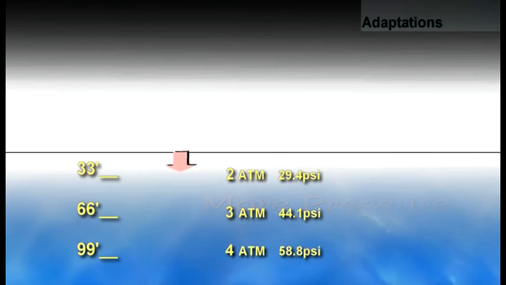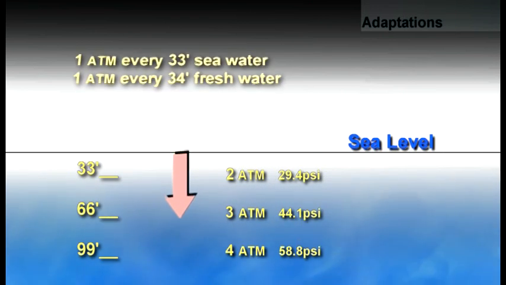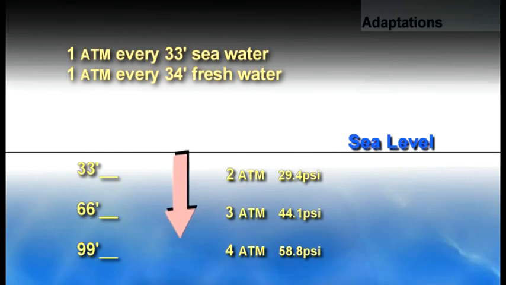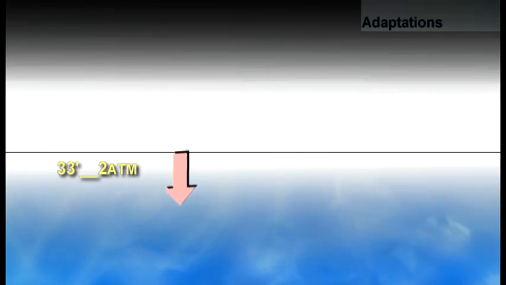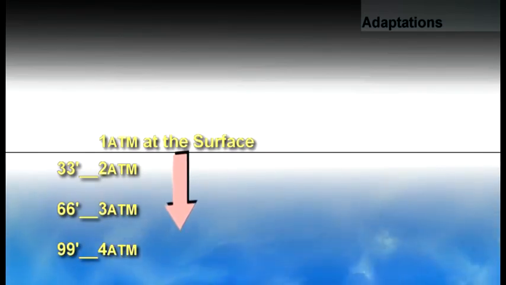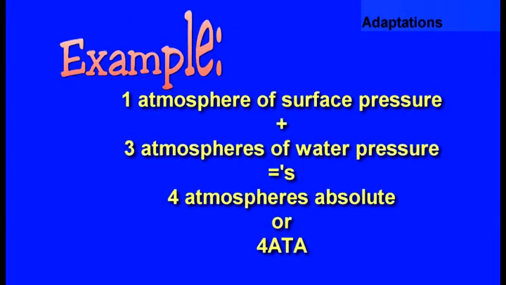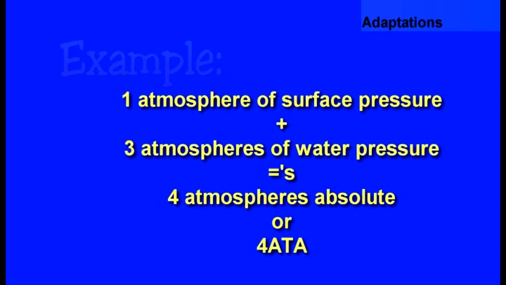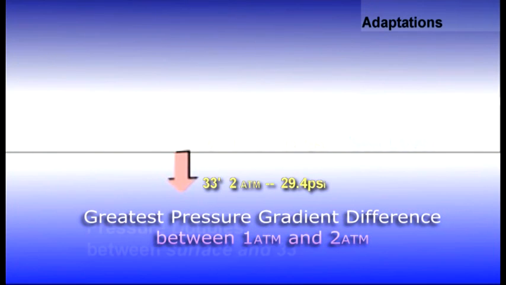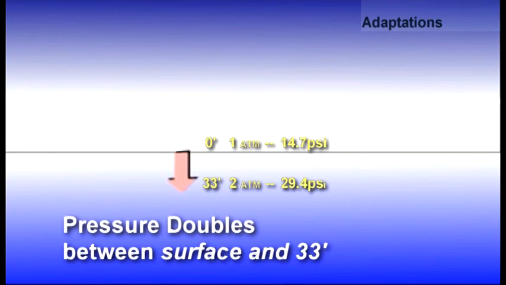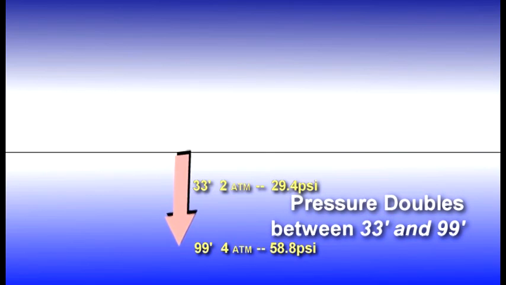Actually, with every 33 feet of seawater, there is an increase of 1 atmosphere. 34 feet in freshwater because it's less dense. We'll be discussing seawater to keep it simple. The accumulation of atmospheres combined with the surface atmosphere gives us a measurement in atmospheres absolute, or ATA. The greatest actual pressure gradient occurs between the surface of the water and 33 feet down. The same pressure change that happens between 33 and 99 feet.